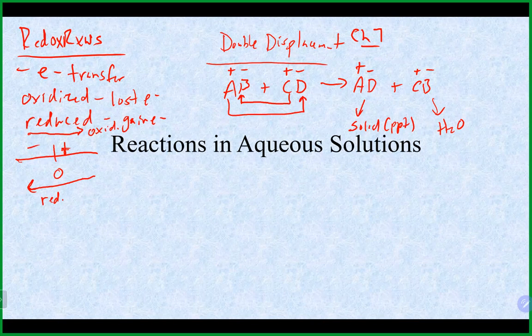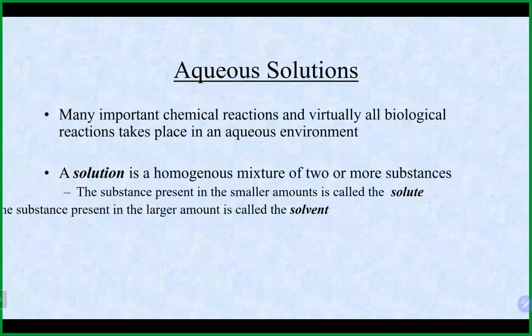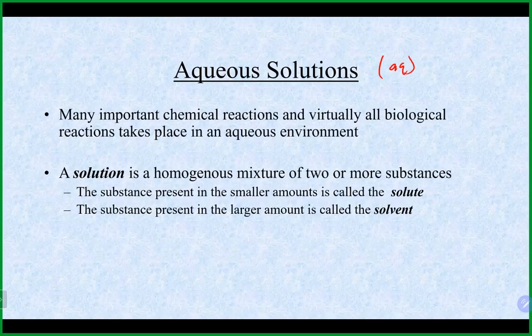All right, so we're going to go back to the beginning of the notes and talk about reactions in aqueous solutions. Remember, aqueous solutions are those that have the aqueous symbol. It's basically a water environment, and a solution will always have that aq symbol. A solution itself is made up of two parts. There is the smaller part of the solution, which is known as the solute, and there's the larger part, which is known as the solvent.